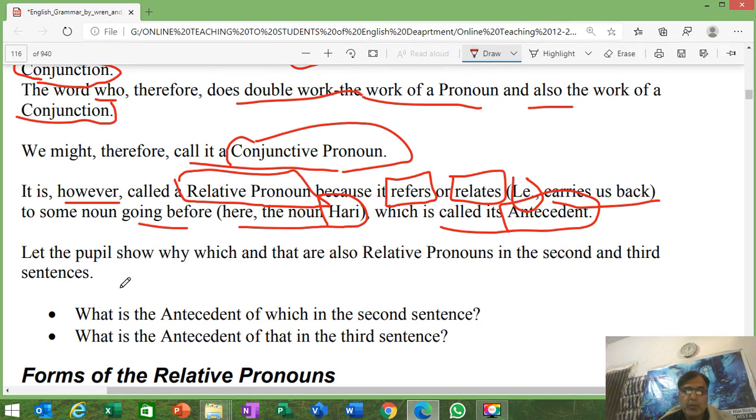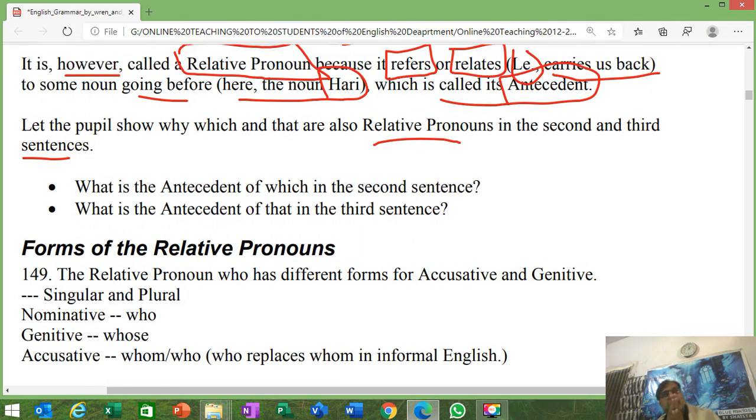So let us show why which and that are also relative pronouns in the second and third sentences as well, right? So therefore we can say that a relative pronoun is that which relates the sentence which comes after the first sentence with the first one. So there is a kind of relation there. So therefore we call it a relative pronoun, my dear students.